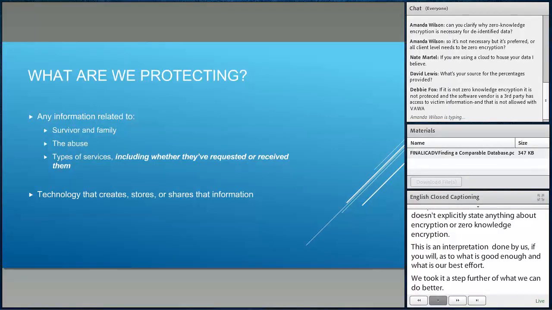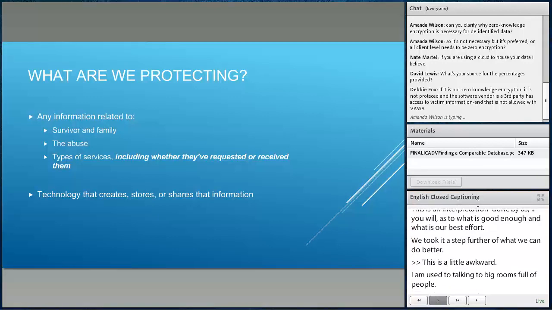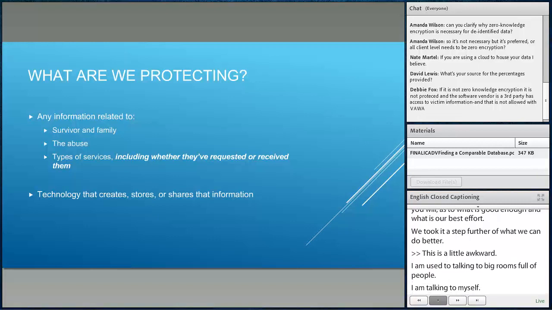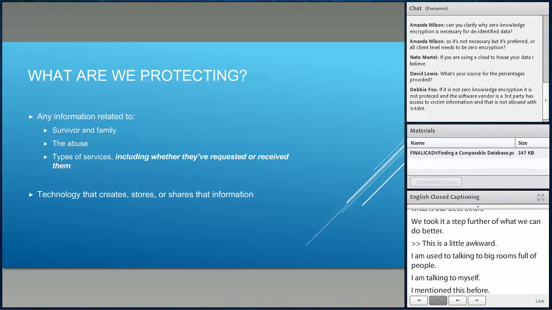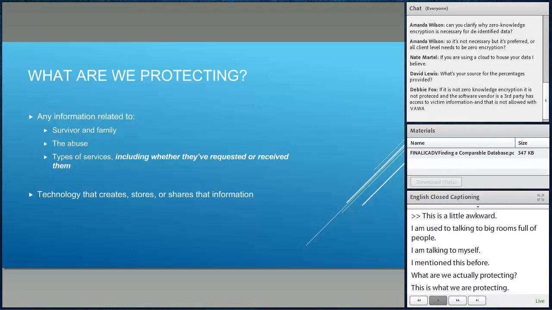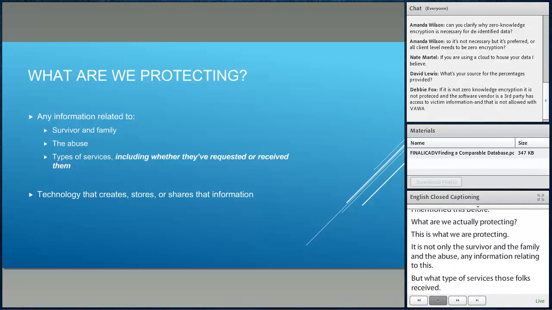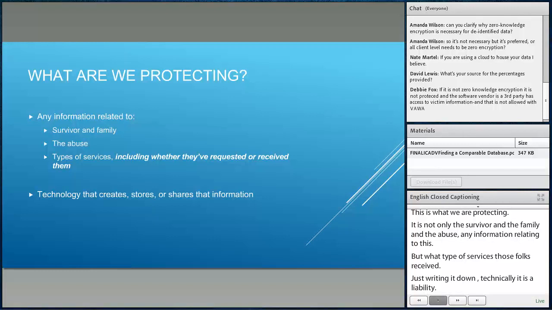I mentioned this before. What are we actually protecting? This is what we're protecting. It's not only the survivor, the family, abuse, any information related to this, what type of services these folks received. Just writing it down technically is a liability. So having it recorded into a cloud-based, internet-based, highly dispersed database, again, that's why we need this under as few eyes as possible.